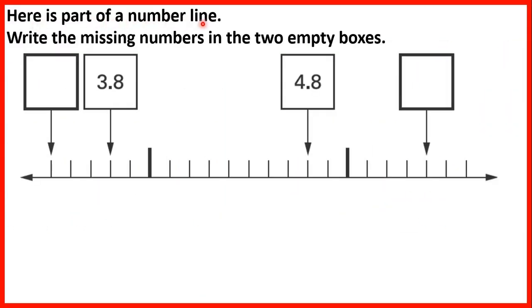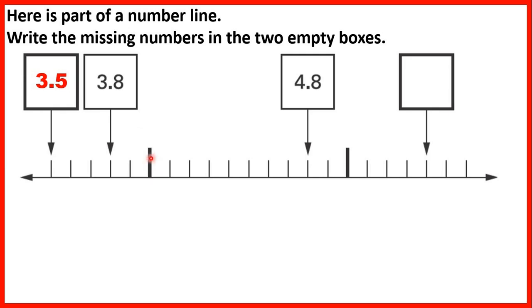Here is part of a number line. Write the missing numbers in the 2 empty boxes. So we have 3.8 and 4.8 labelled, so we have a decimal number line. And that means each of these little lines is 1/10. So for this value here, we have 3 lines before 3.8. So that's 3/10 less than 3.8, so we have 3.5, because 8/10 minus 3/10 is 5/10.